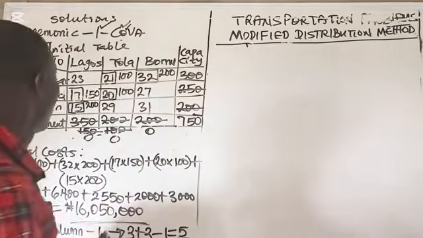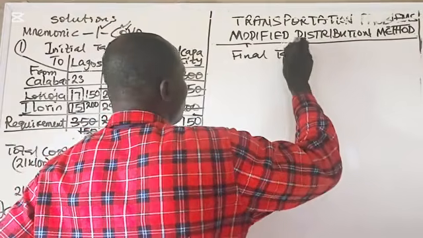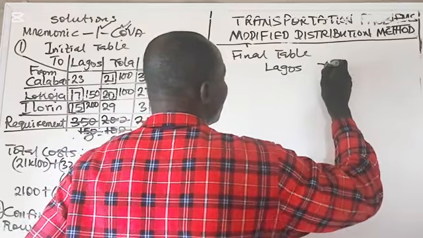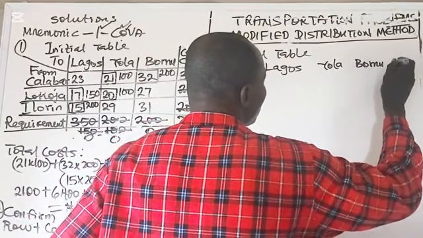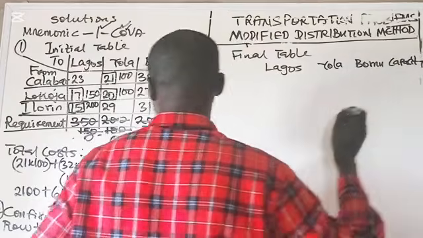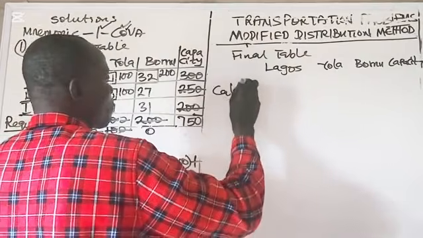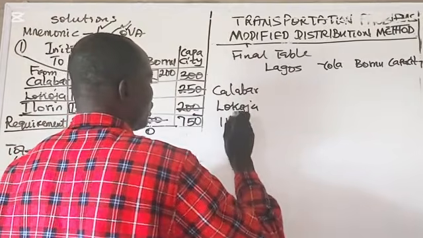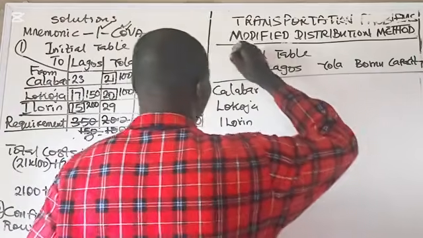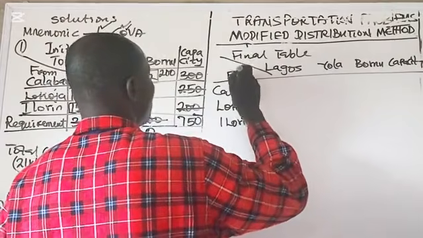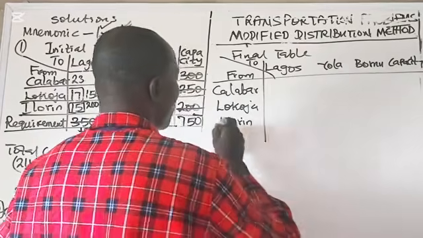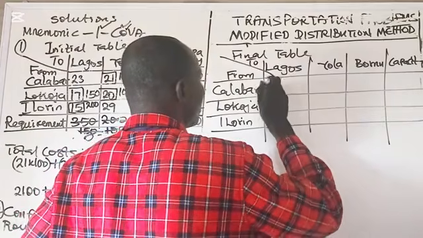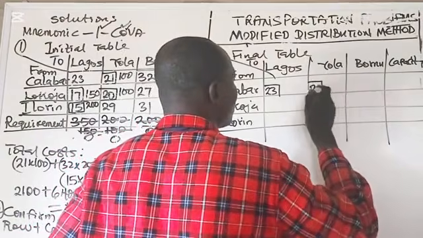Let me draw the final table. Final table. So we have Lagos, we have Yola, we have Borno, then we have capacity, then we have Calabar, we have Lokoja and Ilorin. So this is from, this is to, and the cost 23, 21, 32.